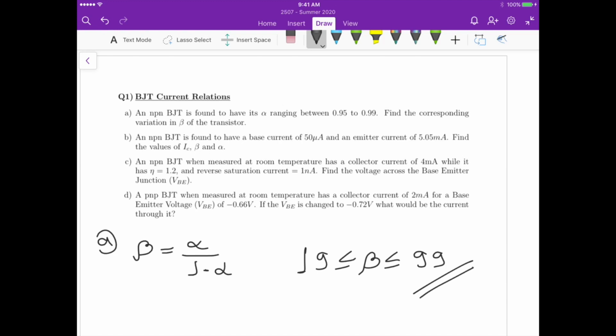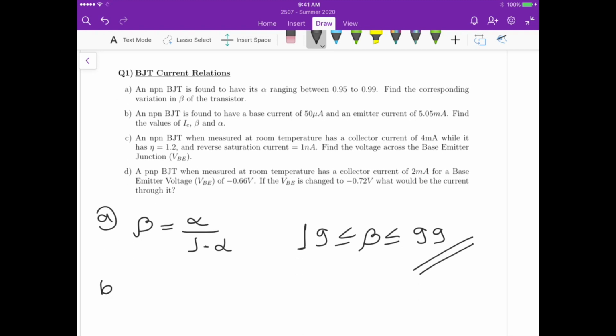Now for part B, we have an NPN BJT that has a base current of 50 microamperes and an emitter current of 5.05 milliamperes. We need to find the collector current, beta, and alpha. So in this case, let's assume it's working in the active mode, right? So for active mode, we know some relationships between currents.